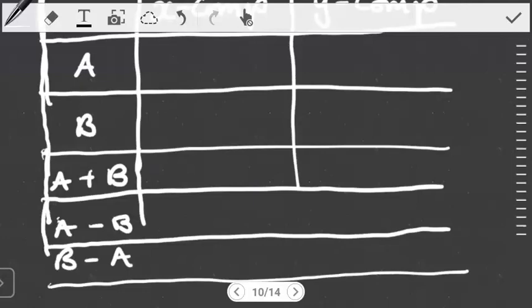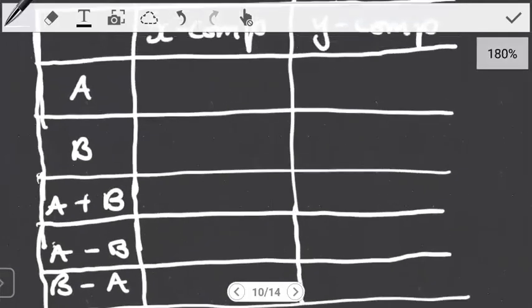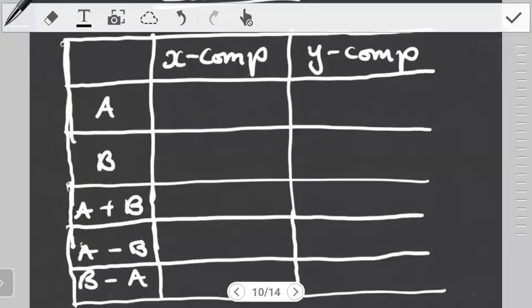Okay, so let's see, how do we do that? Now this table is just showing you the components. So if you want to look at A plus B, what I'm going to put here will be the x component of A plus B and the y component of A plus B. And down here, what I'll put is the x component of A minus B and the y component of A minus B. And then down here, we're going to have the x component of B minus A and the y component of B minus A.